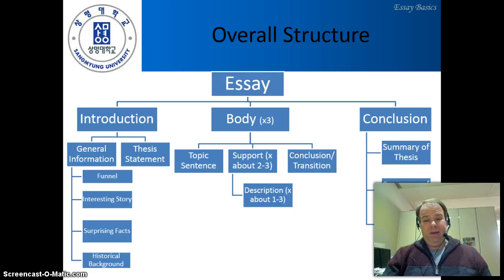So this is kind of a big overall view of the structure of an essay. As you can see, you have 3 main parts. You have an introduction, body. It says ×3 because in a 5 paragraph essay you generally have 3 body paragraphs, and a conclusion. And then you can see the different constituent parts in each section, and we're going to talk about those in greater detail in this presentation.